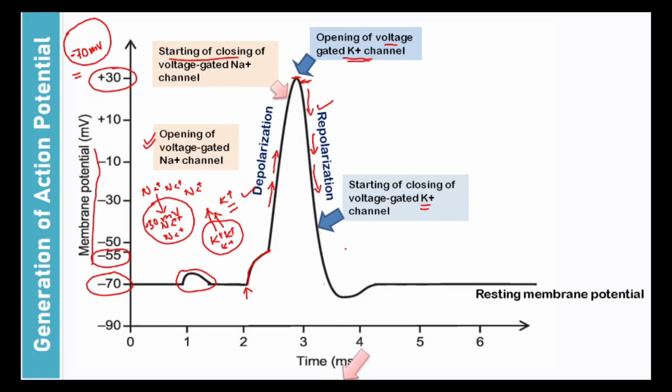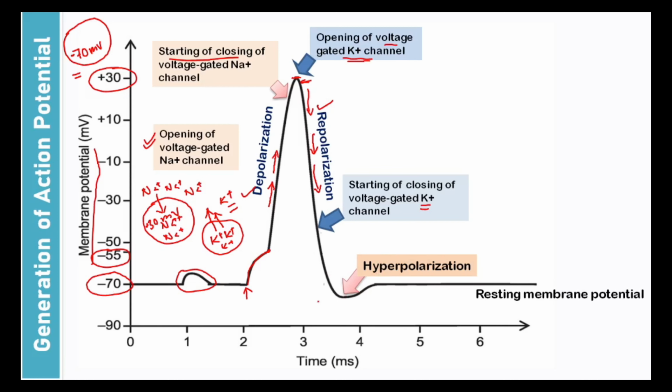during the repolarization. This particular phase is known as hyperpolarization. Now, what is meant by hyperpolarization? Here, the voltage gated potassium channel is still open, so the membrane potential goes down below the resting membrane potential, that is minus 70 millivolt, and then it is known as hyperpolarization.